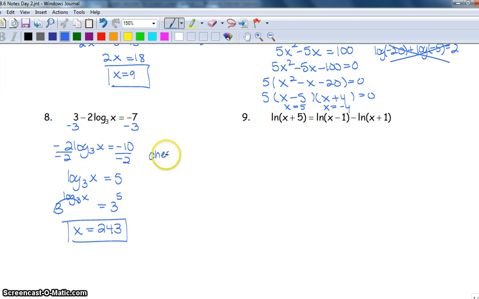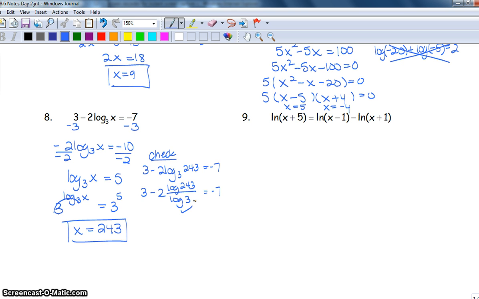We check our solution. 3 minus 2 times log base 3 of 243 is equal to negative 7. Again, if you plug this into your calculator, you'd have to change this to log of 243 divided by log of 3. You will find that it does equal negative 7.